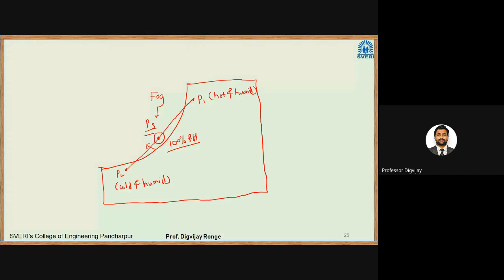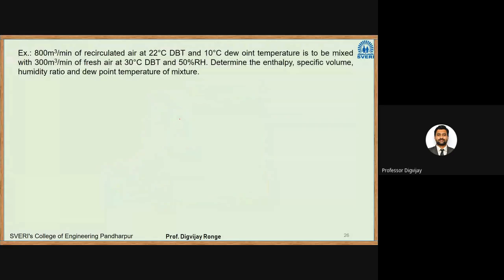Okay, so we'll solve a numerical related to adiabatic mixing. So here is the numerical in front of you. I will read it. There is an air stream of 800 meter cube per minute of recirculated air. This is a return air at 22 degrees Celsius dry bulb temperature and 10 degrees Celsius dew point temperature, to be mixed with 300 meter cube per minute of fresh air at 30 degrees Celsius dry bulb temperature and 50% RH. Determine the enthalpy, specific volume, humidity ratio, and dew point temperature of the mixture.